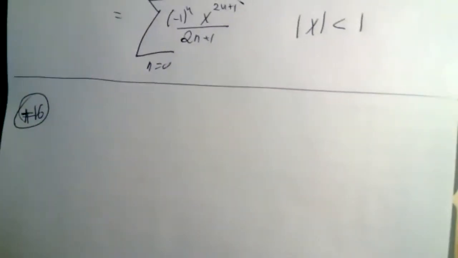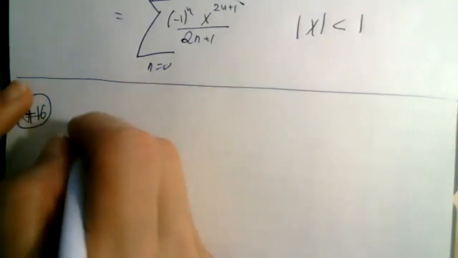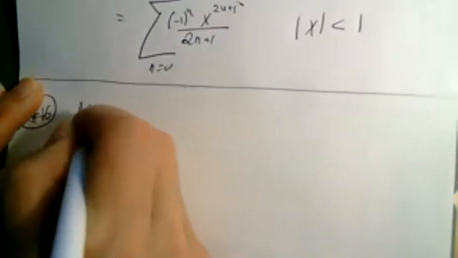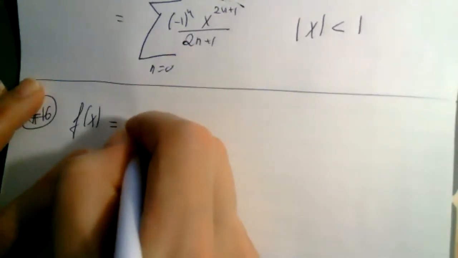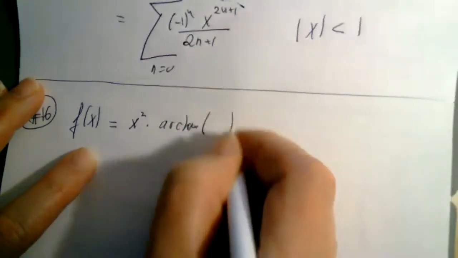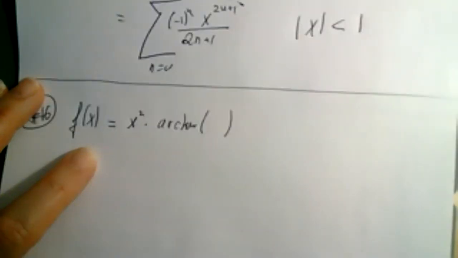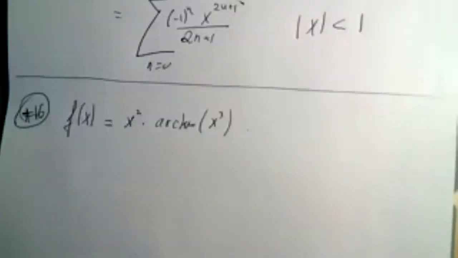Number 16, they want me to find the power series expansion of the following function. So my function f of x is equal to x squared times tangent inverse, as I said several times, another way of writing arctangent, of x to the power 3. So those are absolutely the same thing. So let us find those out.